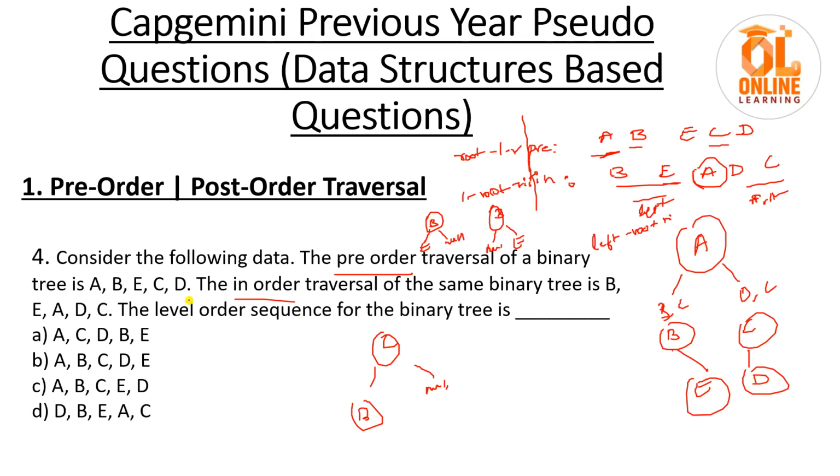For this we need to do the level order traversal. A, B, C, E, D. Option C is the correct answer for this.